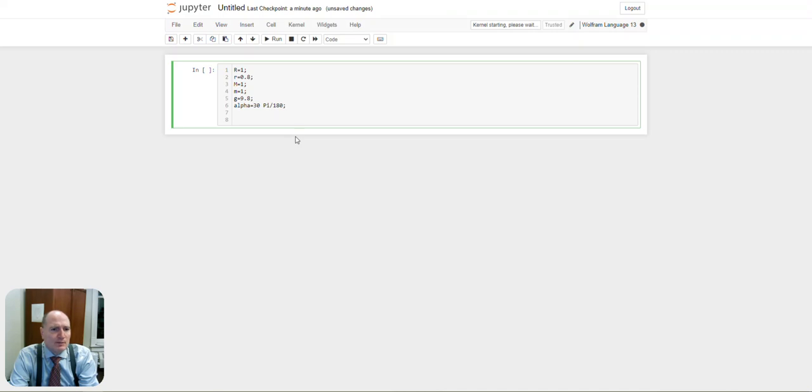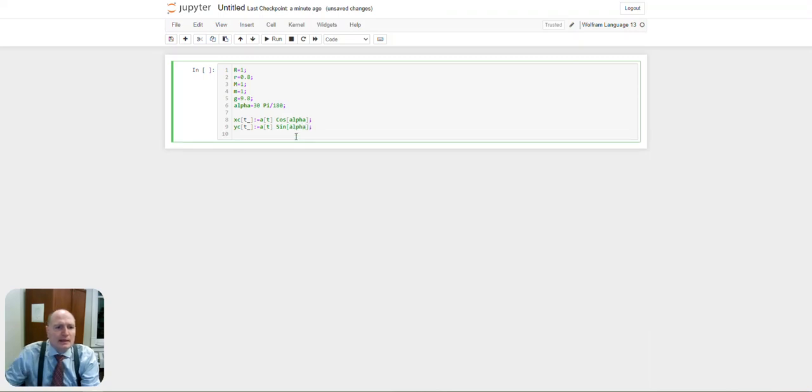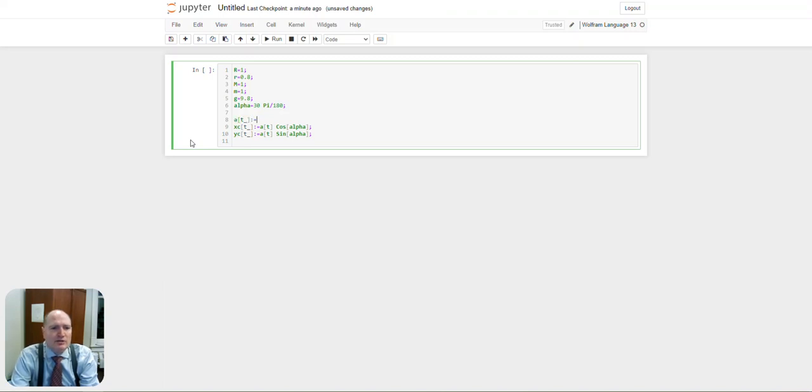That's all the constants that we need. And then we need to say that the center as a function of time is a of t times the cosine of alpha. And we need that the center y is going to be a of t times the sine of alpha. I guess above that, it doesn't really matter that we put it above. We know that a of t is just going to be big R times theta of t, that's a function of time. In fact, that's our only function that we're going to solve for.